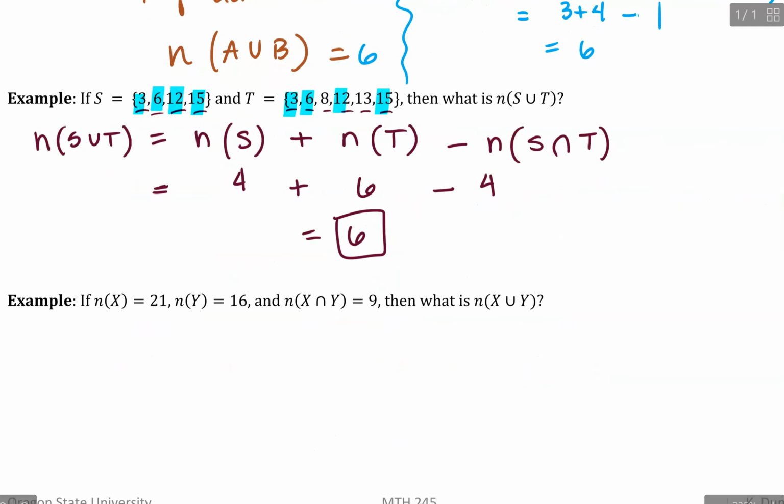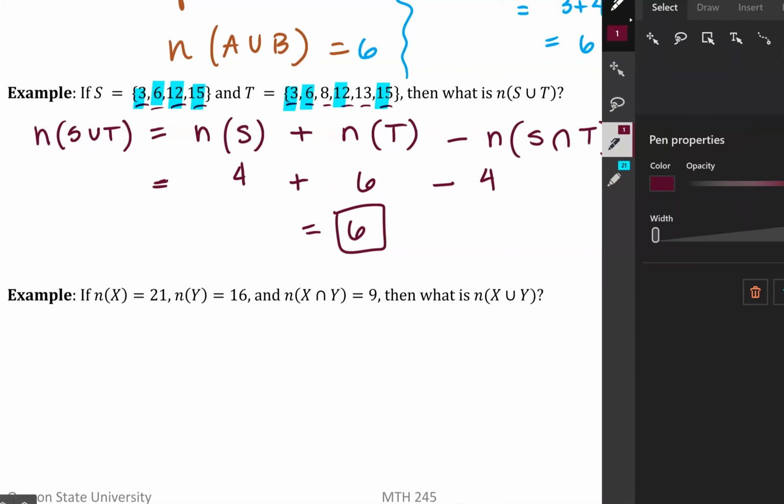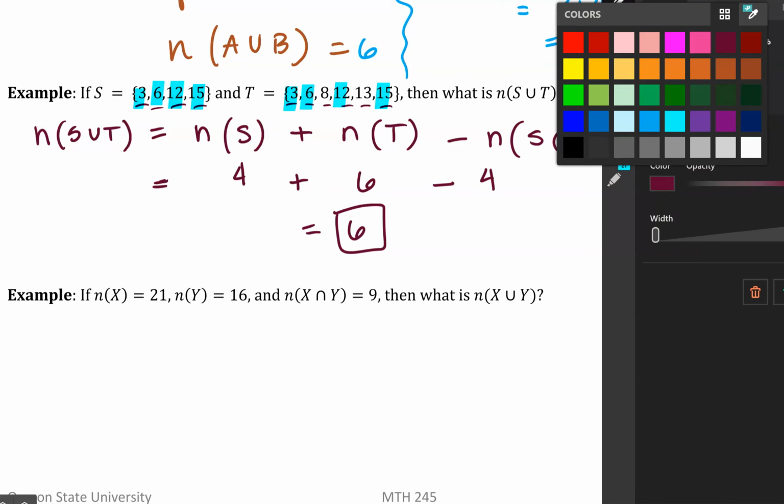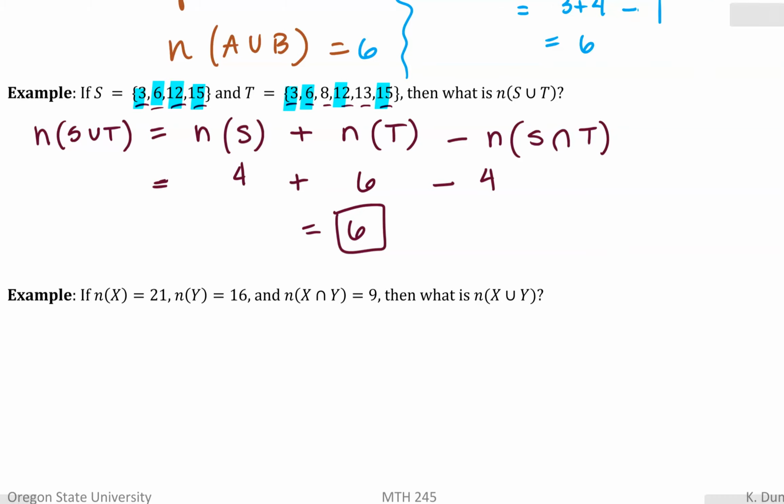One last example. If we know that the number of elements in X is 21, and the number of elements in Y is 16, and the number of elements in X intersect Y is 9, what is the number of elements in X union Y? Okay, so this is a little bit different than the problems we've been solving. So we're still going to use that union addition rule that we just learned. But what's different about this is that we weren't actually given the sets like we were up here with the elements. We were given the number of elements in each set.